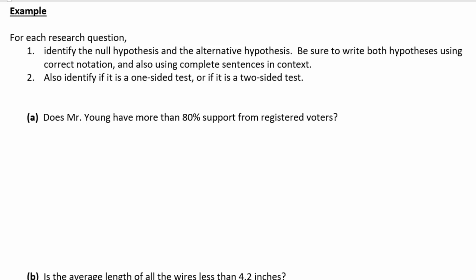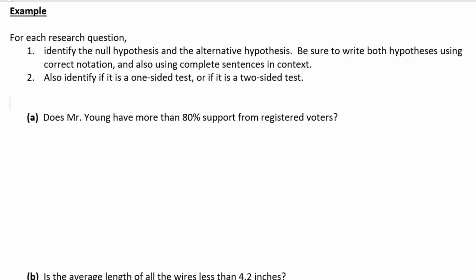In this video, we will go through a few examples where we will identify the null and alternative hypothesis and also identify if it's a one-sided or two-sided test. So in each example here, we're given a research question, and we are then going to use that research question to identify the null and alternative hypothesis.